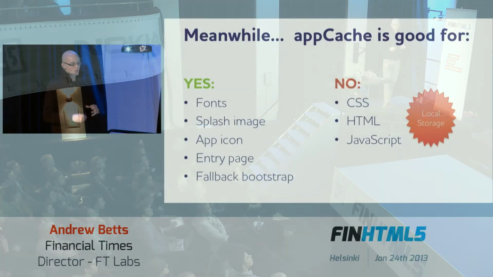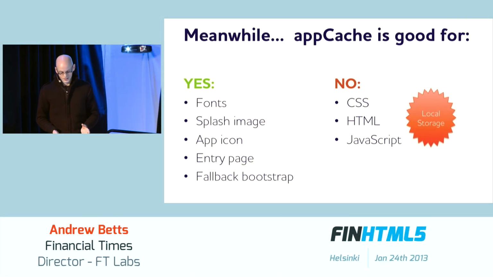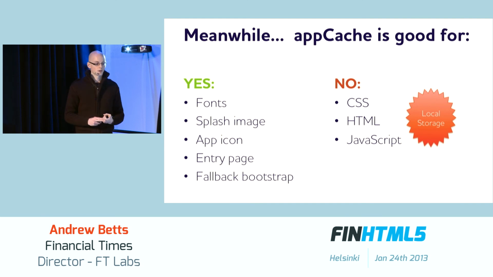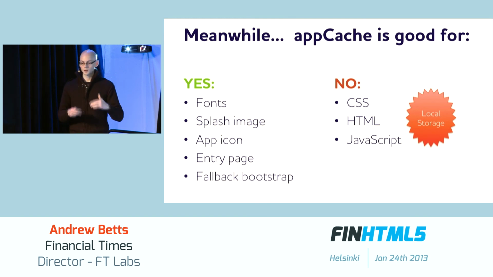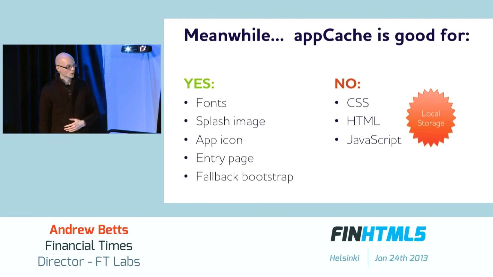So whilst we're waiting for all of those problems to be fixed, we need to use app cache in a very specific way. So what we use it for is things like fonts, sprites, the splash image, the application icon, and our fallback page. What we don't use it for is any of our other HTML pages, our CSS or our JavaScript, most of which we store in local storage. Because in local storage we can update individual resources independently, and we have much finer grained control.